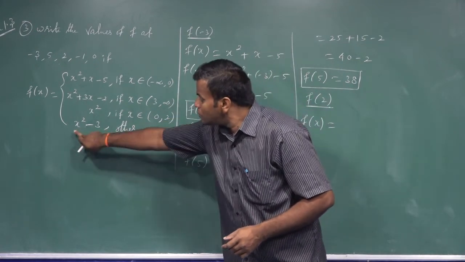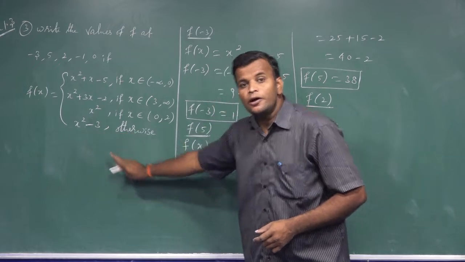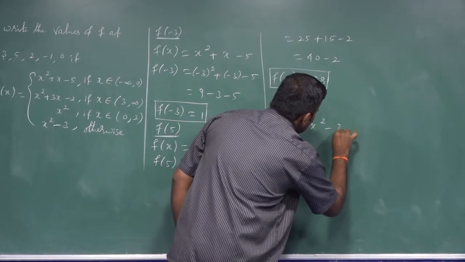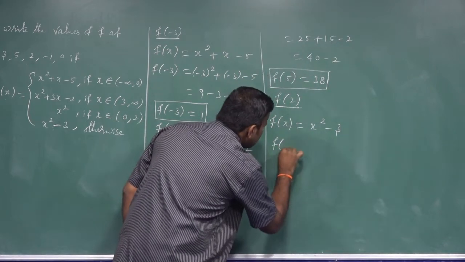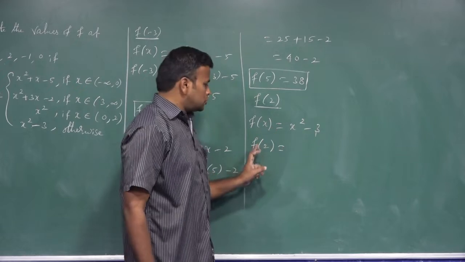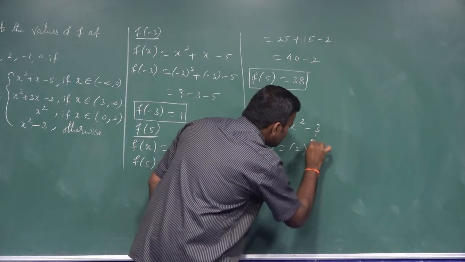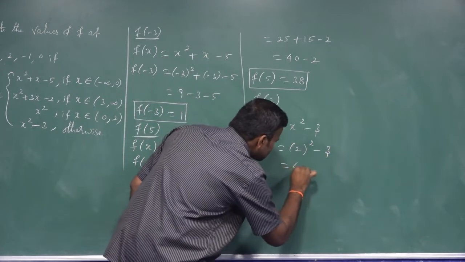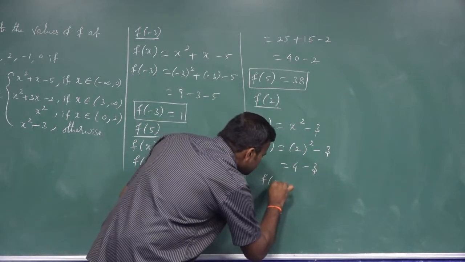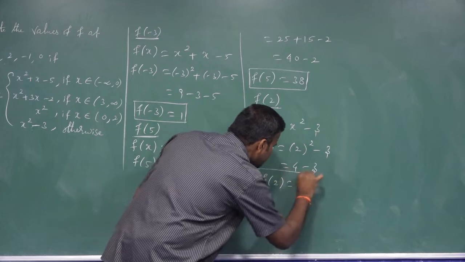So when x is equal to 2, f of x is defined as x square minus 3. Now I replace x by 2 because we find f of 2. So f of 2 is equal to 2 square minus 3, which is 4 minus 3. So f of 2 is equal to 1.